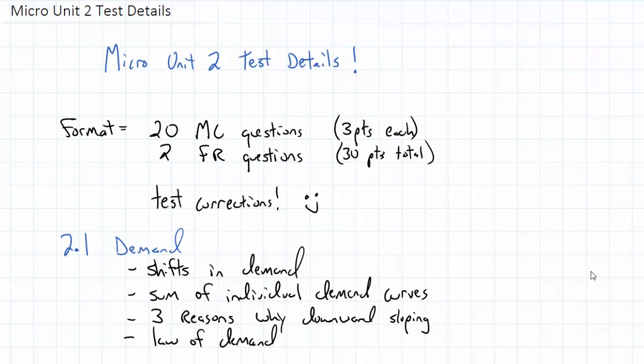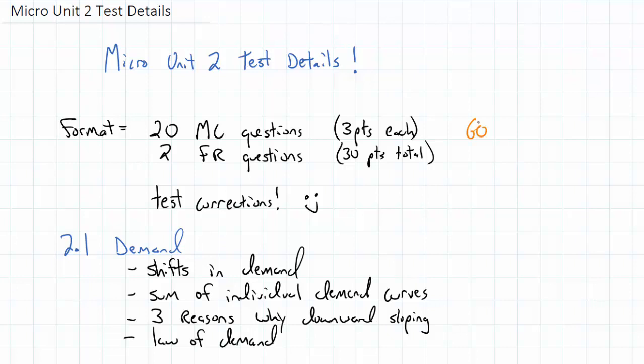Okay, so I want to take a few minutes to talk about the Unit 2 test on supply and demand. I first want to just go over the format. This is going to be the same as the format for all of our tests this year. The first section is going to have 20 multiple choice questions. Those are going to be worth 3 points each, so you're going to get 60 points out of that section.